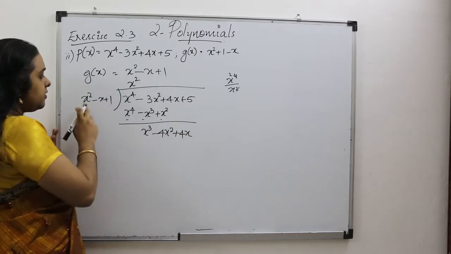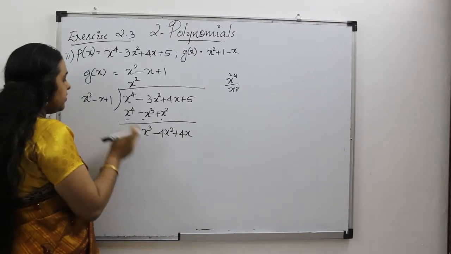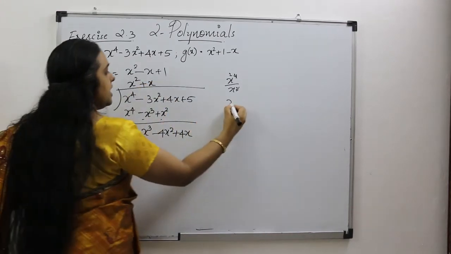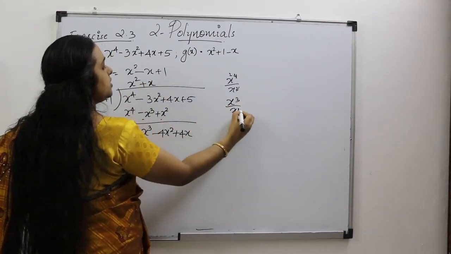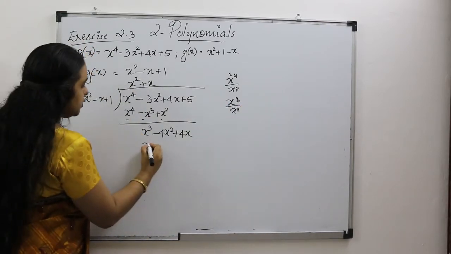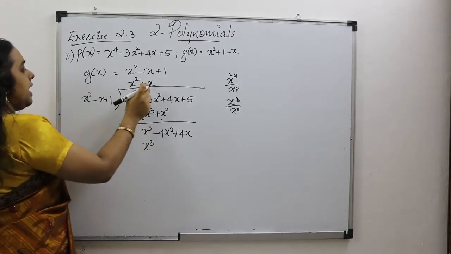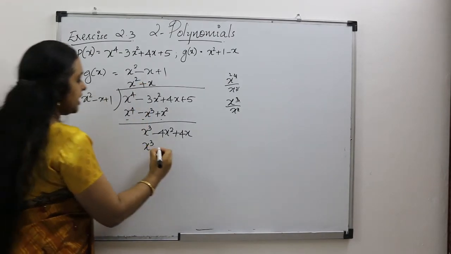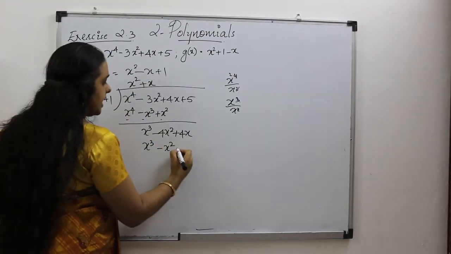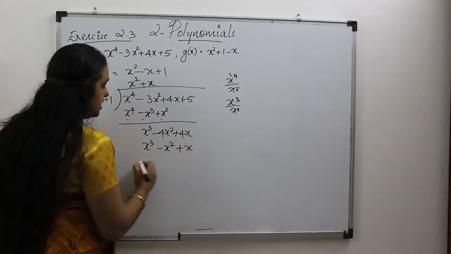Then what we will do? We are going to divide x cube with x square. This will become x, right? x cube by x square, that is x. x into x square is x cube. x into minus x is minus x square. x into 1 is x, that is plus x.